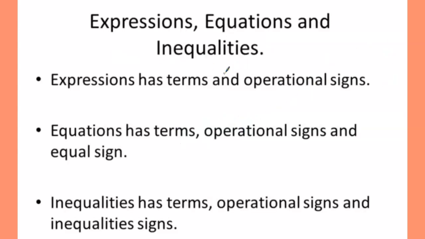Now we need to talk about expressions, equations, and inequalities. An expression has terms and then an operational sign. So if we have, say, 7x plus 5, this becomes an expression. It's made of the variables and the terms, and then we have the operational sign. For an equation, if we have 8x plus 2 equals 11, because of the equal sign, this becomes an equation.